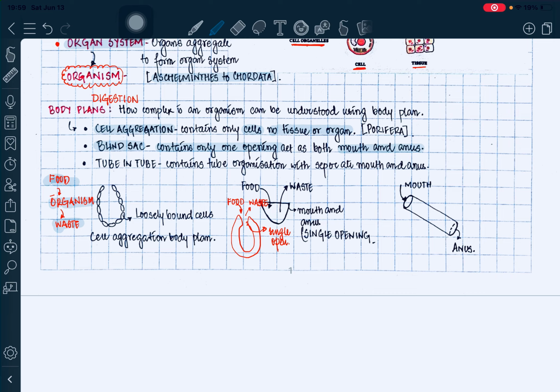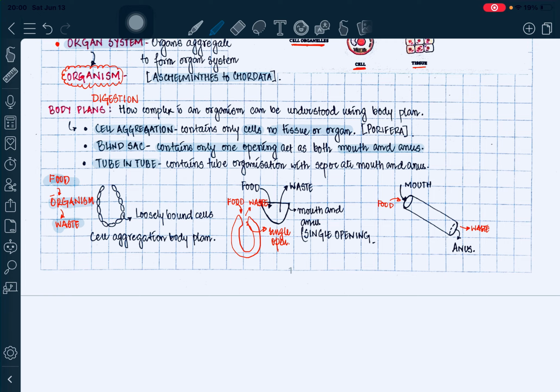Now talking about the third category of body plan, that is tube in tube arrangement. What happens in tube in tube is they will have two different openings, one opening for taking the food, and the other opening for releasing the waste. The one which is taking the food will be called mouth, and the one which is releasing the waste is referred to as anus.